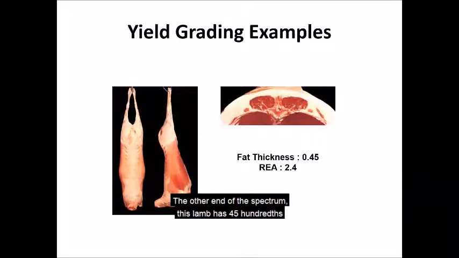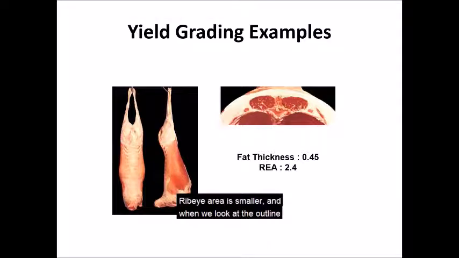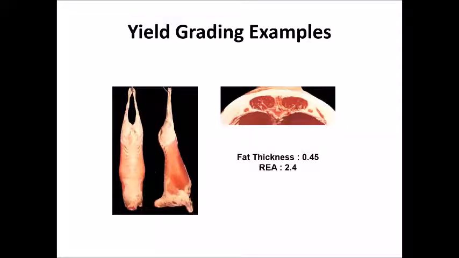On the other end of the spectrum, this lamb has 0.45 of an inch. Looking at the cross section, we see a lot more white than red, particularly down in the body wall. Ribeye area is smaller. And when we look at the outline of the carcass, the widest part of that carcass is in the center. A lamb carcass that's shaped like a canoe is not muscular. We want to see muscle shape on the hindquarters especially, but also in the forequarters. And when we see width in the center of the animal, that's typically driven by fat, not by muscle.